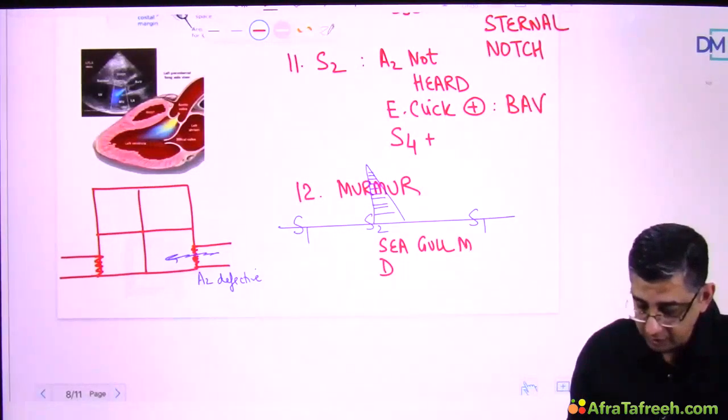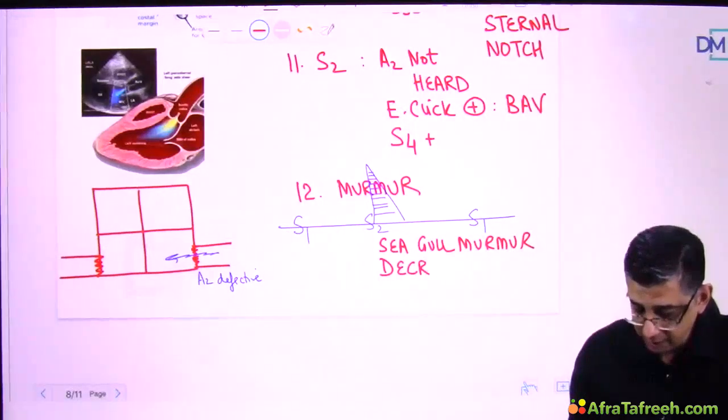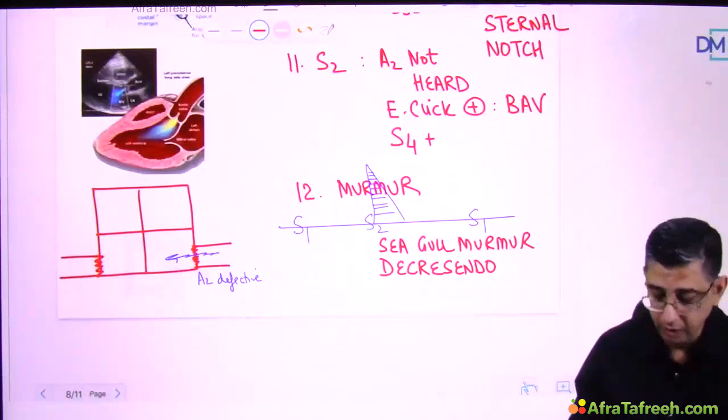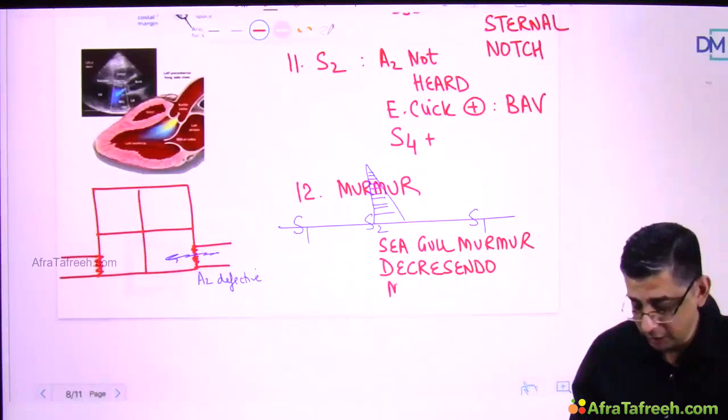Seagull murmur, or the word decrescendo murmur, is just to represent the decreasing intensity of sound with the passage of time in the patient. So the traditional aortic regurgitation murmur is always a decrescendo murmur.